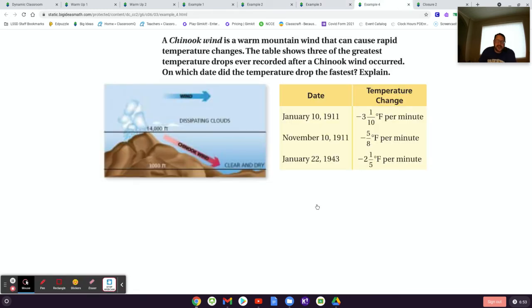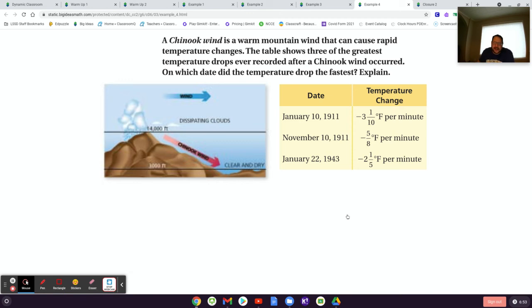And then we have a situation here. A Chinook wind is a warm mountain wind that can cause rapid temperature changes. The table shows 3 of the greatest temperature drops ever recorded after a Chinook wind occurred. On which date did the temperature drop the fastest?